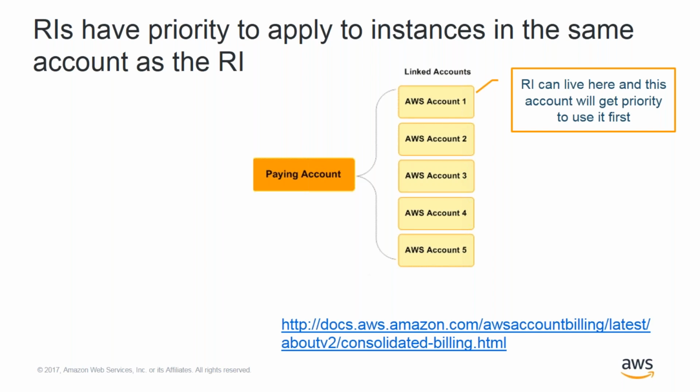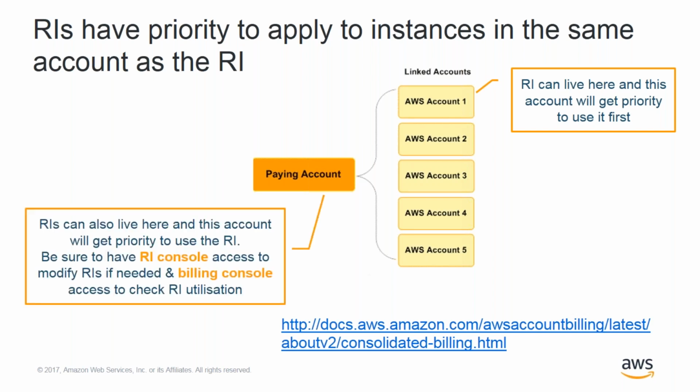And so what you can do is place the reserved instances in that account, and that will ensure that account gets first dibs or first priority to the benefits. When those benefits can't be used by that account, then they flow out randomly to the other accounts.